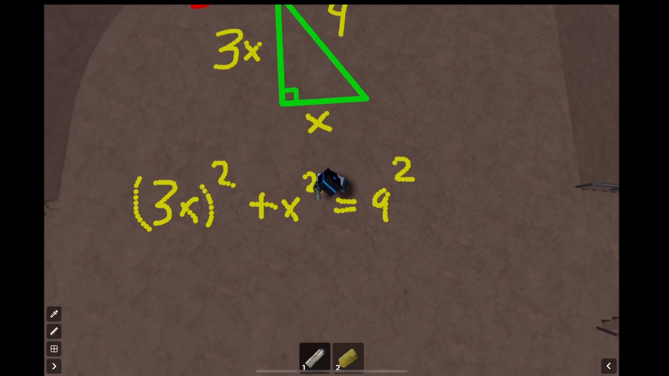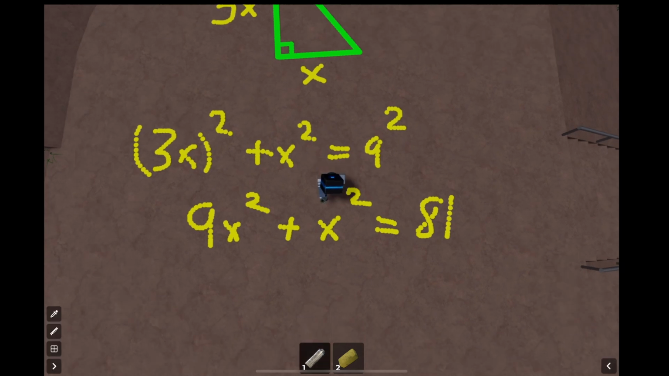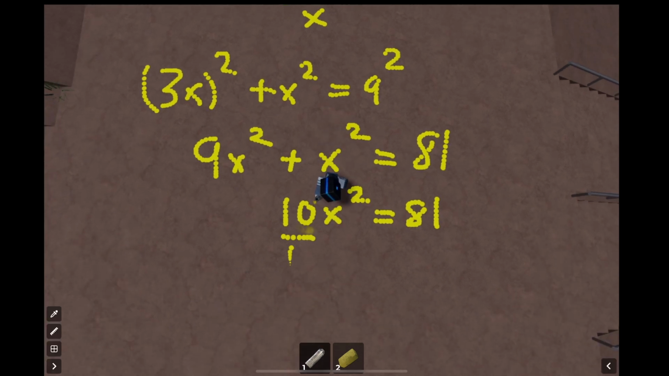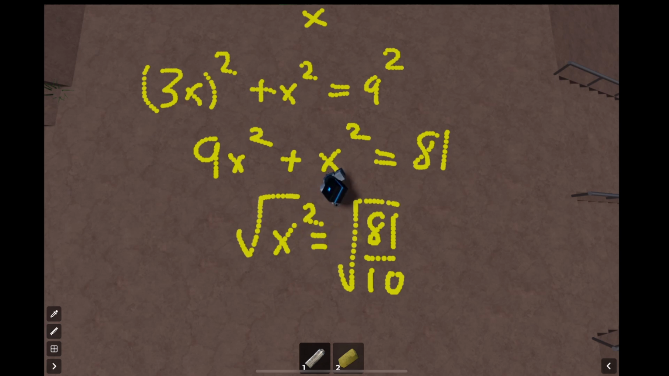3x squared is 9x squared because that exponent applies to the 3 and the x. And then we would add x squared to that. And then 9 squared is just 81. 9x squared plus x squared is 10x squared. And that's equal to 81. To solve for x squared, just divide by 10. And we'll have that x squared is equal to 81 over 10. To solve for x, take the square root of both sides.